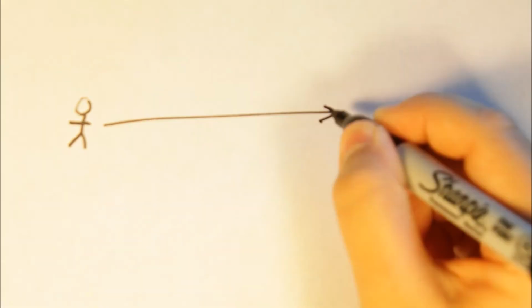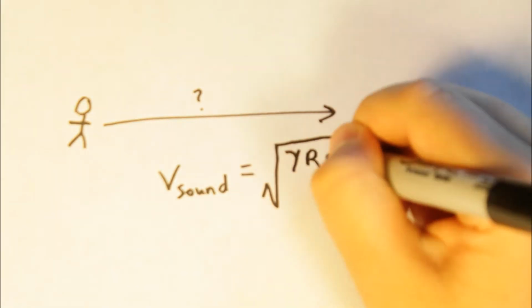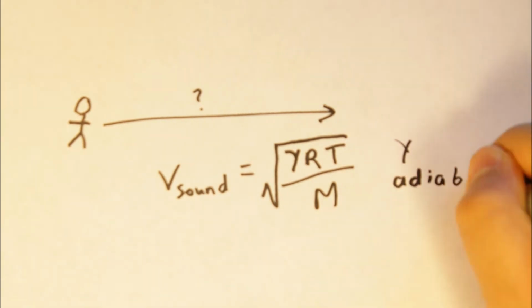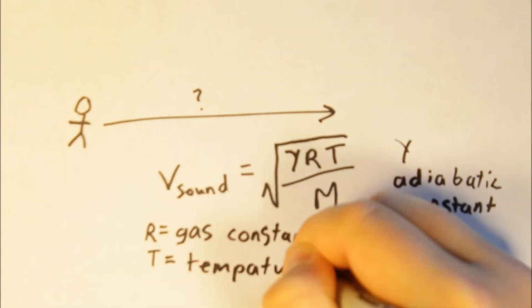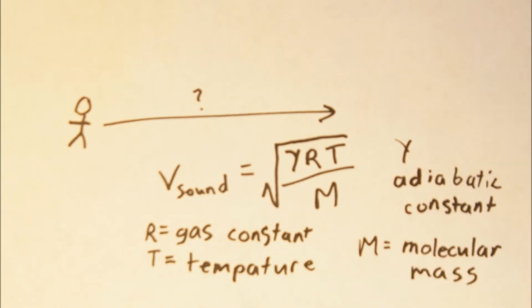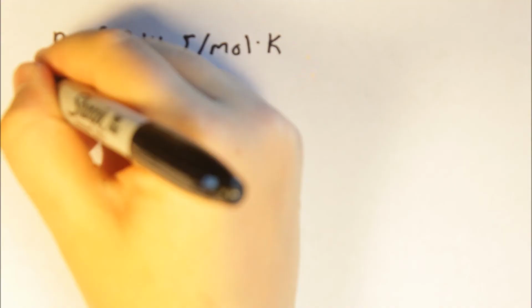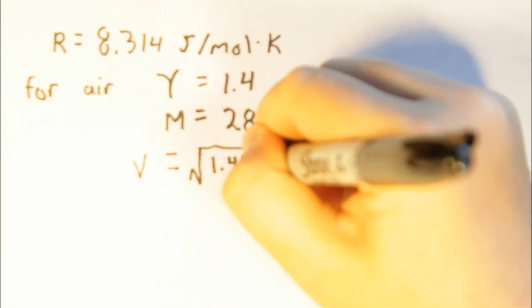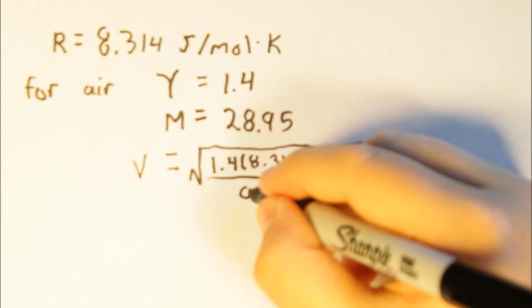So now we know the basics of sound, but how fast does sound travel? Sound speed isn't constant. It actually has an equation that you can use for ideal gases. The equation is based on the adiabatic constant, which is different for each gas, R, the gas constant, a gas's molecular mass, and its temperature. If you know all the constants of dry air, you can simplify this equation for dry air to 20.05 times the square root of the temperature in Kelvin.